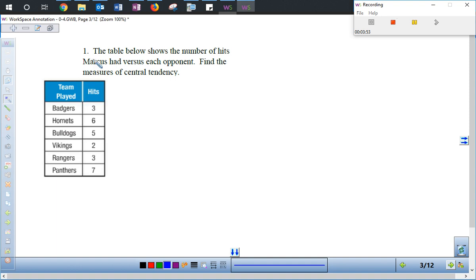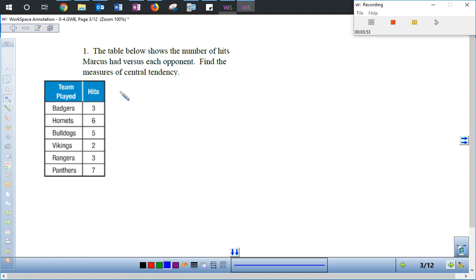On number 1, it says the table below shows the number of hits Marcus had versus each opponent. Find the measures of central tendency. So we want to find the mean, median, and mode for all of the hits that he had. Now, we don't just want to put the numbers down and call it good. We need to make sure we keep this nice and neat and organized so I can look and know exactly which one is which. So we're going to start with the mean.